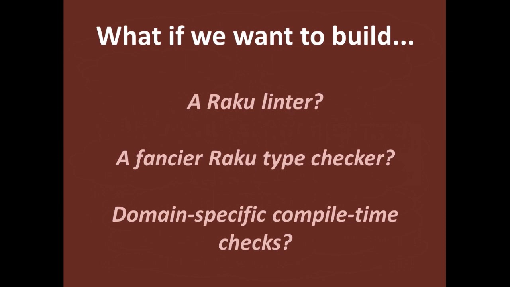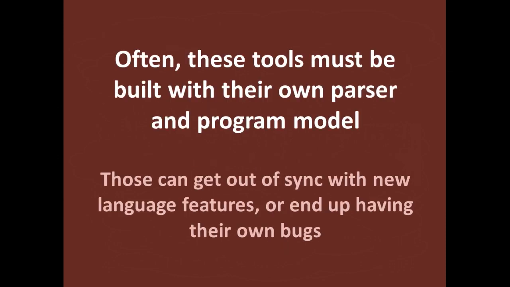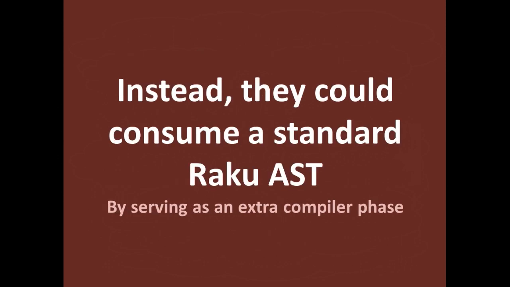So all of these things, traditionally, the tools get built with their own parser. Often, I guess someone builds a parsing module, and then they use that. But they have to do that work, and that means that they can get out of sync with new language features, or they can end up with having their own bugs. They can lack some bugs the actual compiler has, but they can introduce a few new ones and so forth. So they could just consume a standard Raku AST and say, well, I just want to insert this extra compilation phase that does some linting and type checking and so forth.